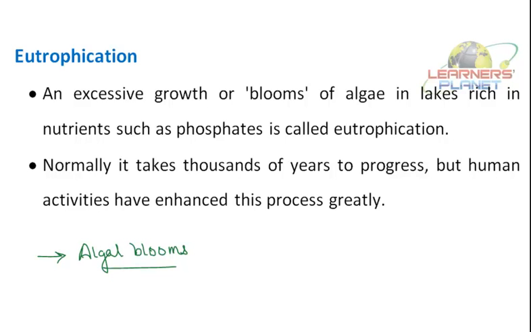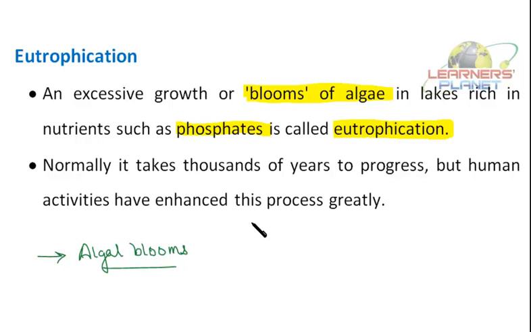So students, an excessive growth or blooms of algae in lakes which are rich in nutrients such as phosphates is called eutrophication. Normally it takes thousands of years to progress, but human activities have enhanced this process greatly. How? Like the bloom of algae, it disrupts normal ecosystem functioning and causes many problems.